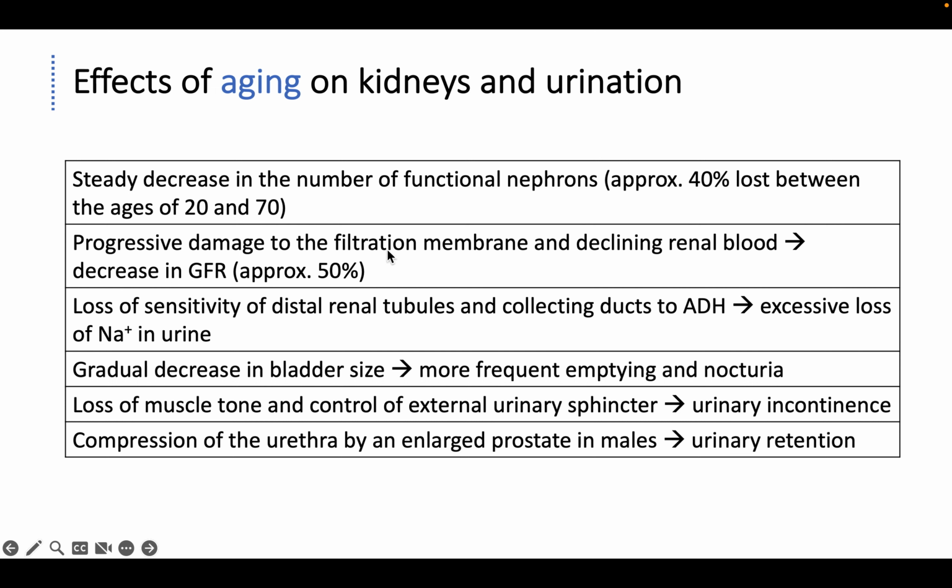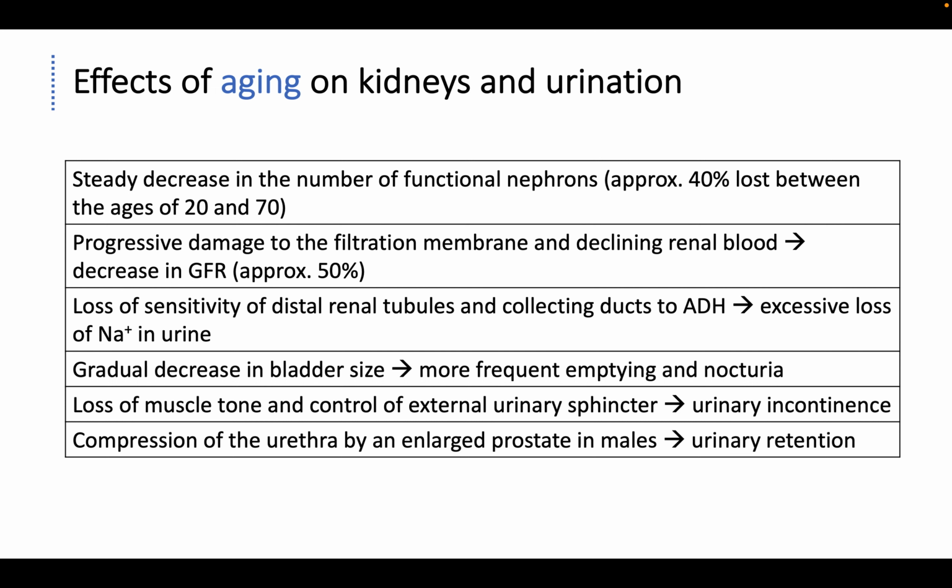You can have a destruction and damage to the filtration membrane, which can result in a decrease in your glomerular filtration rate. Other patients can have other complications, so they can have maybe heart diseases, congestive heart failure, that would then require them to take something like a diuretic. And so a diuretic in older individuals is going to influence the urinary system. You can have a loss of sensitivity to a different hormone, like antidiuretic hormone. And so you may be losing excess water in the urine, excess sodium as well.